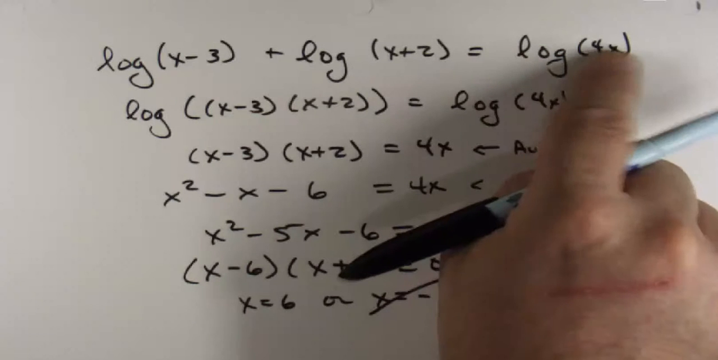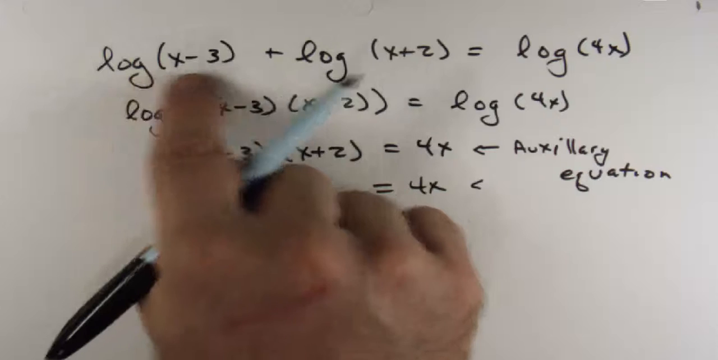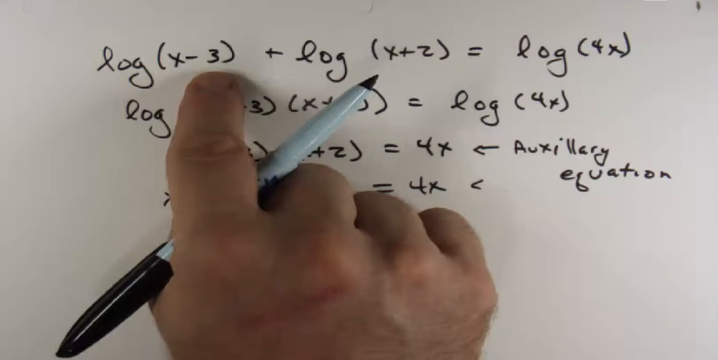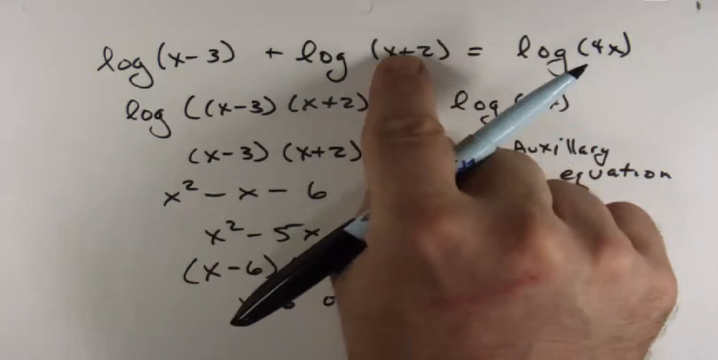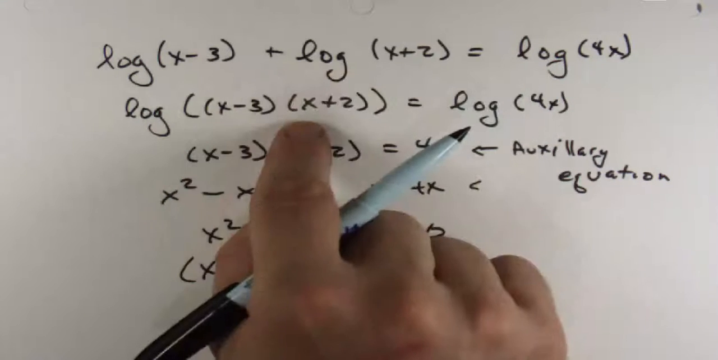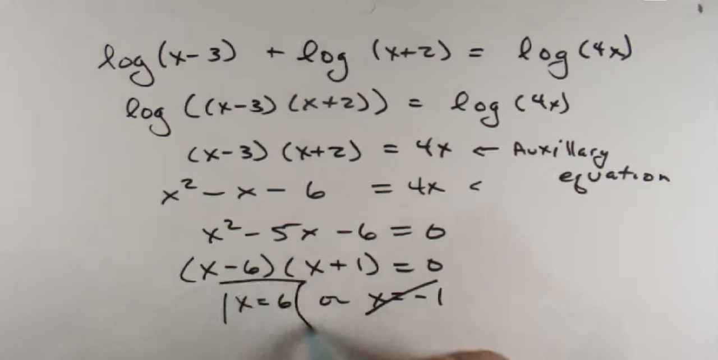4 times 6 is 24. Okay, that's 6 minus 3 is, I believe, 3. 6 plus 2 is 8. So here, 8 times 3, is that 24? It is. So there is my one answer.